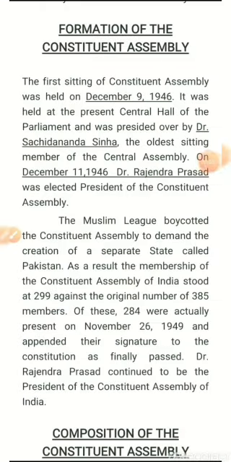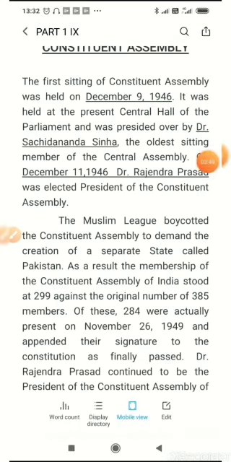Now our next topic is formation of the Constituent Assembly. The first sitting of Constituent Assembly was held on December 9, 1946 and was presided over by Dr. Sachidanand Sinha. On December 11, 1946, Dr. Rajendra Prasad was elected as the President of the Constituent Assembly.